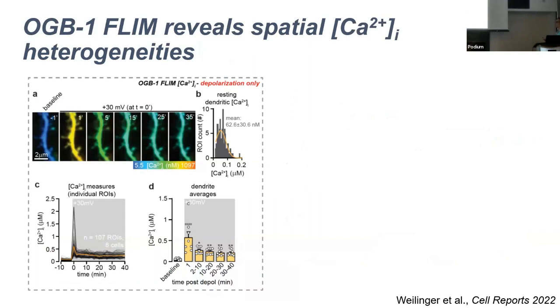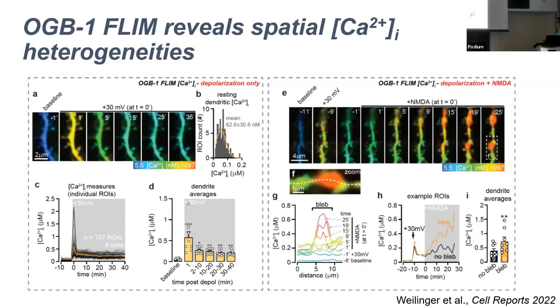And so you get a steady state plateau that doesn't really change over 30 minutes, and you don't get swelling. So depolarization alone is not sufficient to drive this process. But when you combine depolarization with NMDA, you see the same calcium heterogeneities along the span of the dendrite like you would in chloride. So wherever you have the highest calcium concentrations is where you get the blebbing.